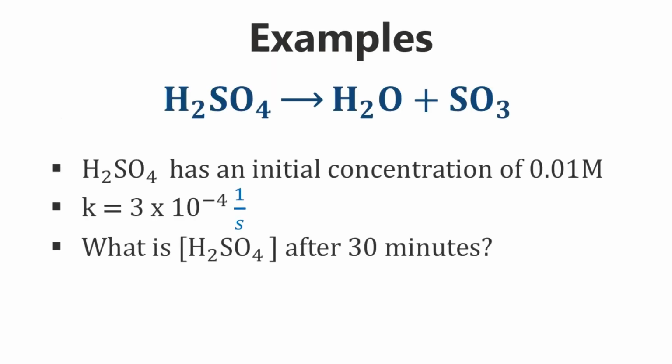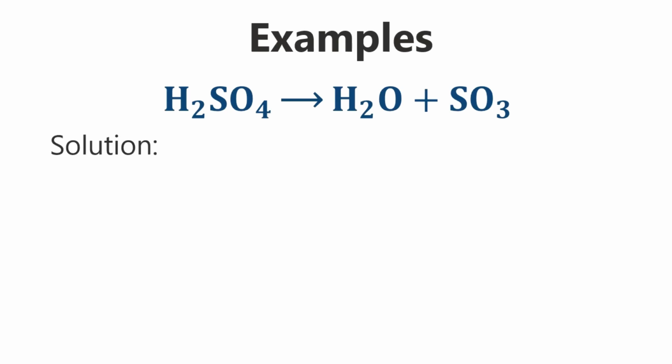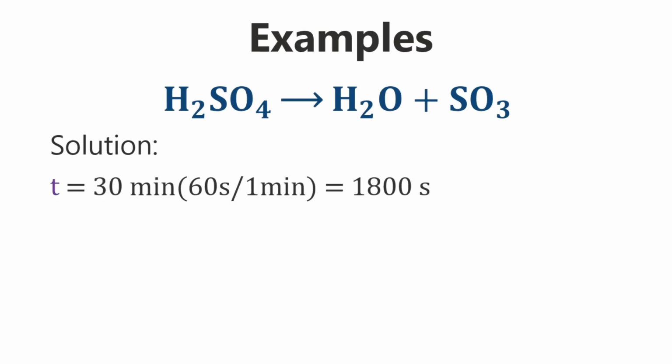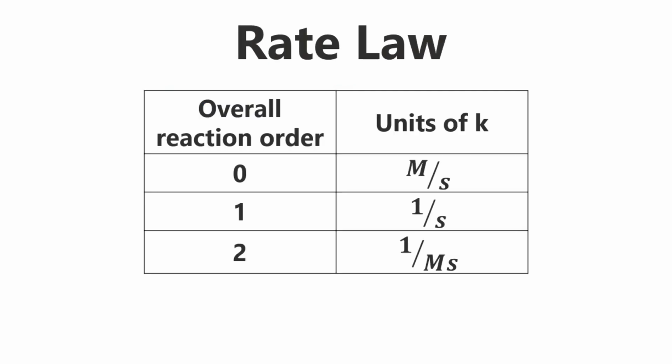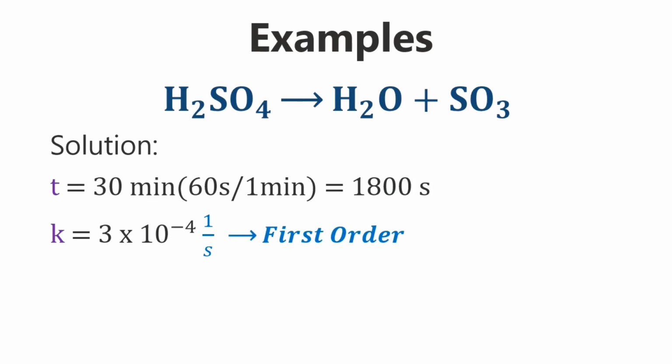Let's have some examples. Given that H2SO4 has an initial concentration of 0.01 M and k is equal to 3 times 10 to the negative 4th power, what is the concentration of H2SO4 after 30 minutes? The solution. Let us first convert the time from minutes to seconds. In the given k, its unit is 1 over s. Basing from the table, 1 over s is a unit for a first-order reaction.